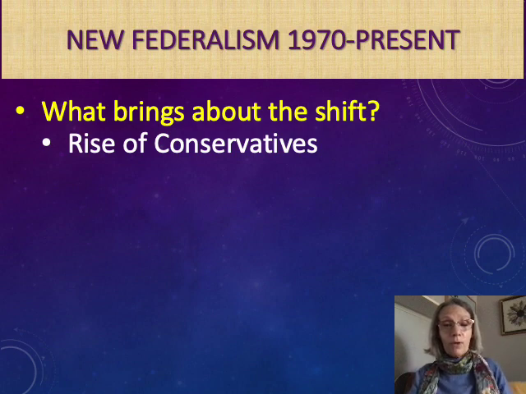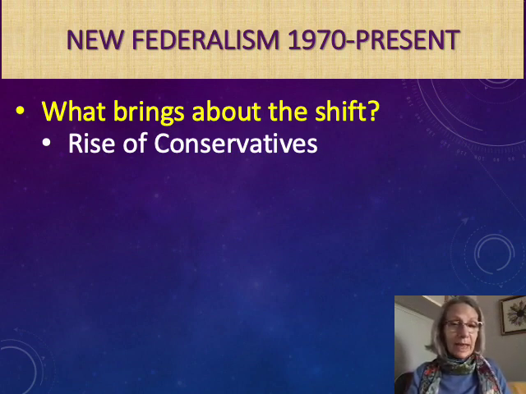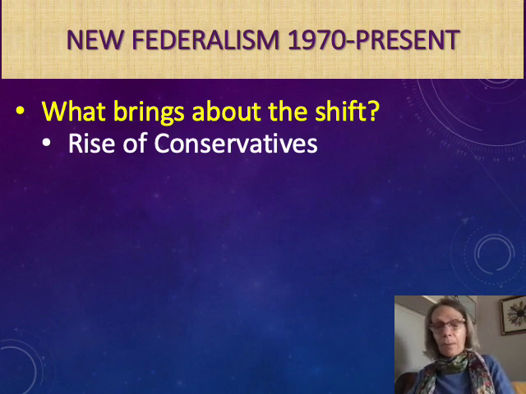Today, we're probably in more of a competitive party system where there are clear differences between the Democrats and the Republicans. But what brings about the shift to new federalism is the rise of the conservatives. You might be saying, well, what do conservatives have to do with federalism? Well, conservatives generally, one, see a more limited role of government in people's lives, okay? And two, they are much more likely, at least in theory, to want to return power to the states and have a less powerful national government, okay?